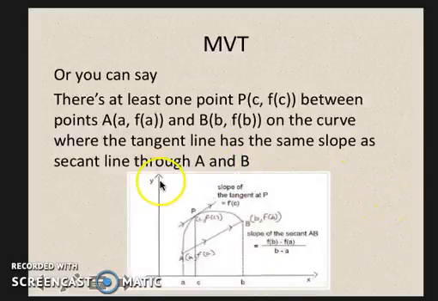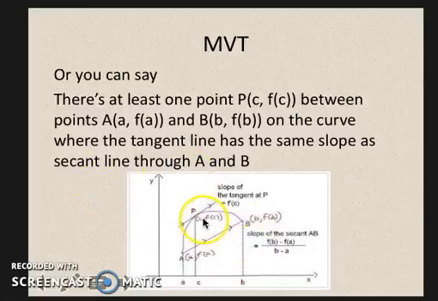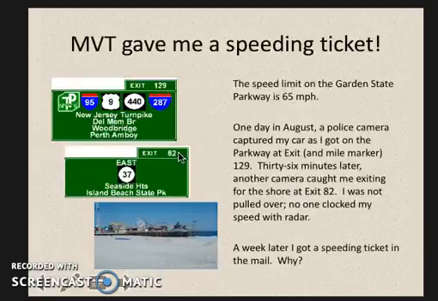Okay, so, in other words, you can say that there is at least one point P between points A and B on the curve where the tangent line has the same slope as the secant line through AB. In this picture I've put P, A and B instead of X, Y, X2, X1 and so on. Let's take an example here.